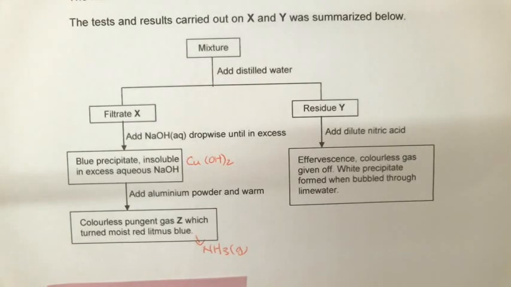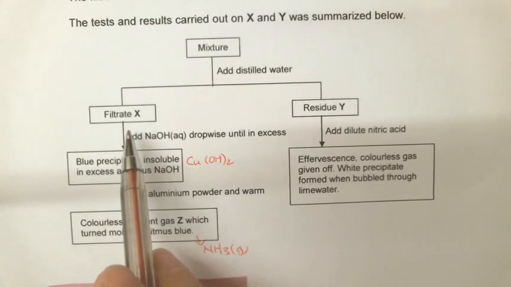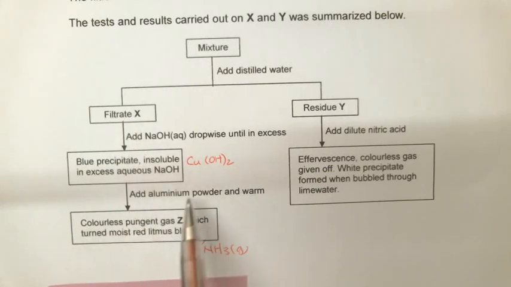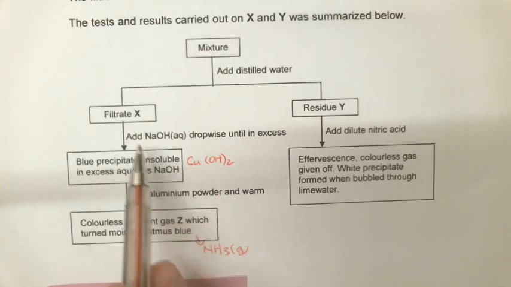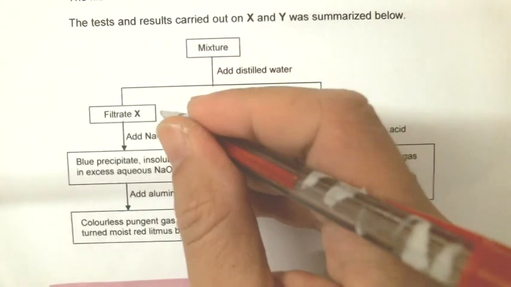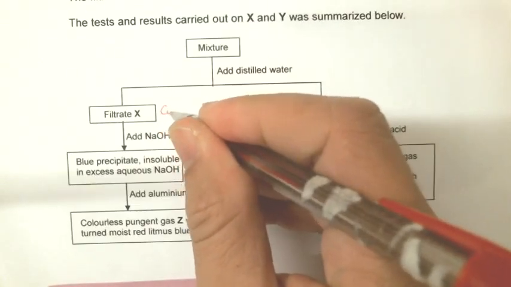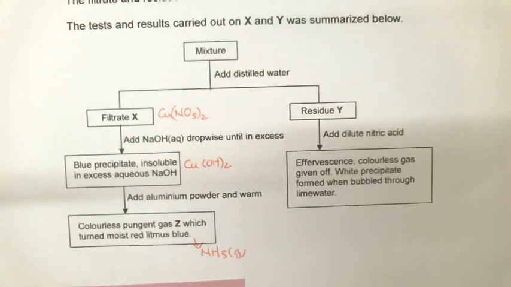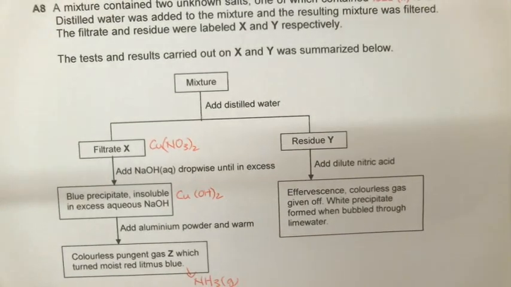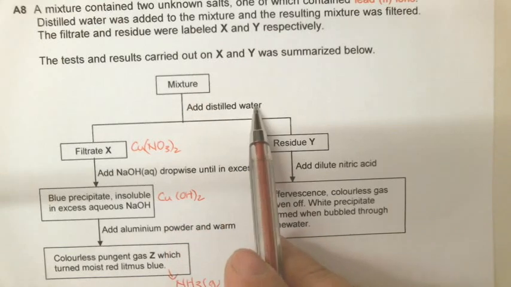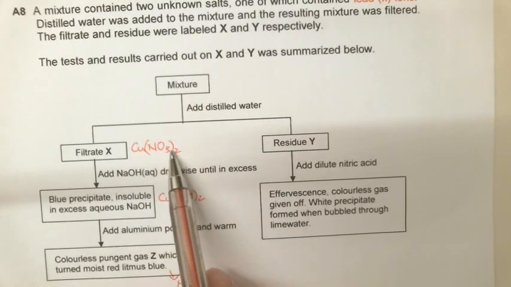In other words, tracing back to this X, this filtrate not only contains copper, because without copper ions you won't get copper hydroxide, it also means it contains nitrates. So put them together, this filtrate X must be copper nitrate. And this mixture, when you add distilled water, it will give you copper nitrate and residue.